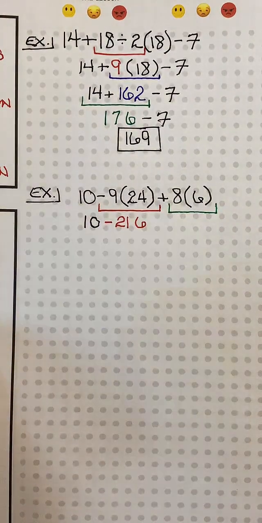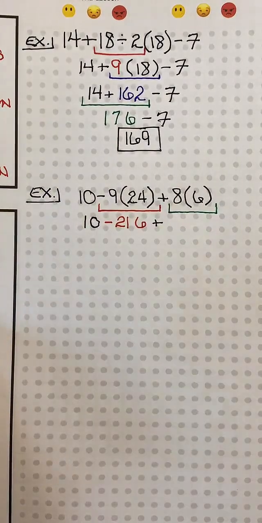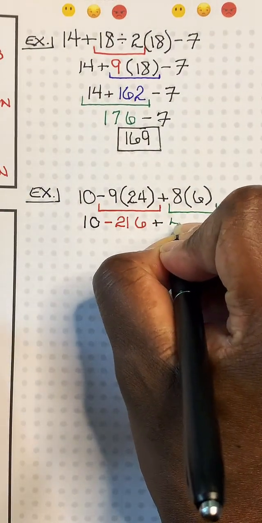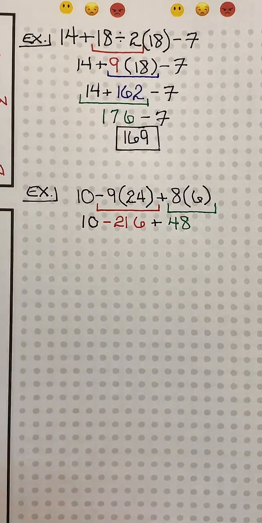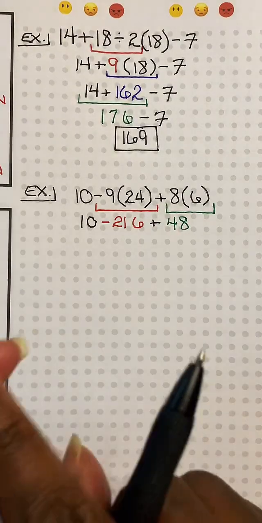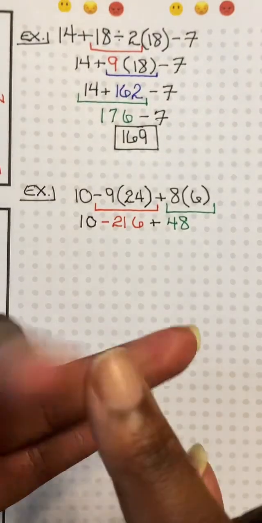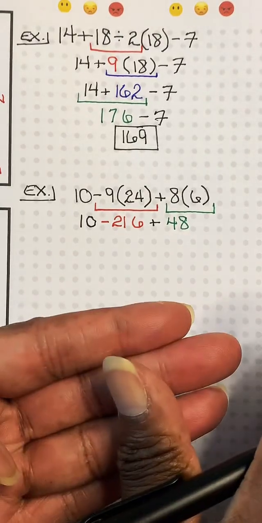Yes, you can. So I'm going to bring down my plus sign. So 8 times 6, that gives me my 48. All right, so we took care of the parentheses, took care of the exponent, took care of multiplication. There wasn't any division, so that's gone.